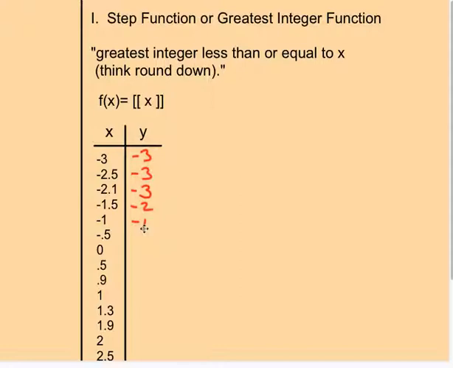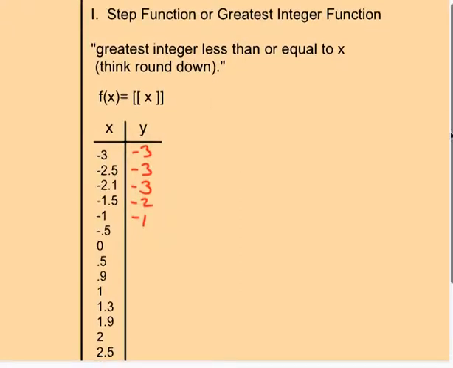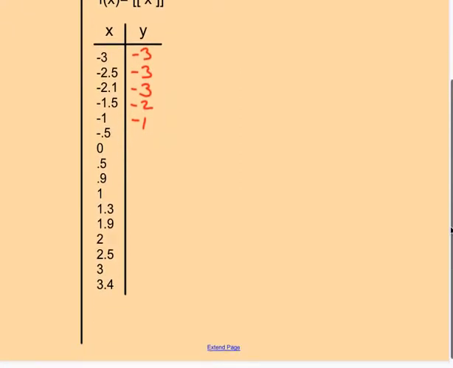Negative 1 is an integer, so we would get our same value out. Negative 1/2 rounds down to negative 1. 0 is an integer. Half rounds down to 0. 9/10 rounds down to 0. 1 is an integer, and so on. If you have any questions on where I'm getting these values from, absolutely, we will talk about those on Monday.